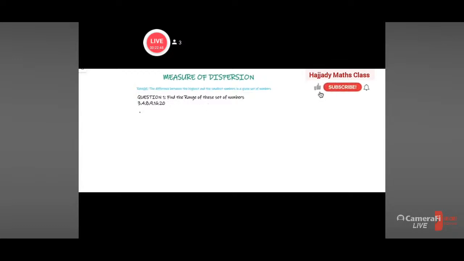From the definition of range, we know that range is the same thing as the highest number minus the smallest number. From this observation, we can see that our highest is 20, while our smallest is 3. So this is going to be 20 minus 3, which is 17. So you can see that calculating range is very easy, even for group data. Just look at the observation given to you, the highest value minus the lowest value. That is the value of range.